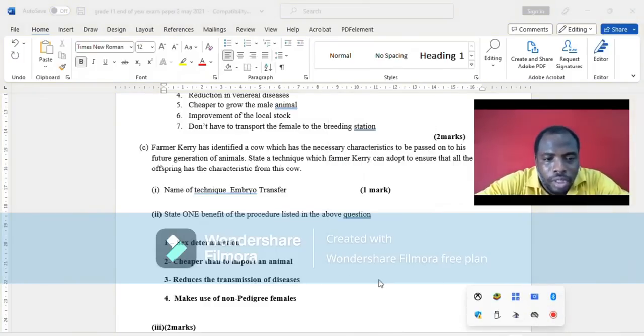So the other aspect says, state one benefit of the procedure listed in the above question, which is embryo transfer. Now, because you remove the embryos, if you're growing, say, a dairy farm, you know that you'd want to have females. So you'll be looking at calves that are females. When you do sex determination, you can decide to allow for the completion of the development of those embryos which are females. Some persons will say, hey, you're playing God. But at the same time, you try to make it more efficient by selecting the females, because those are the ones that are going to be needed in your herd. And vice versa, if you're doing beef, then you'd want to select males.